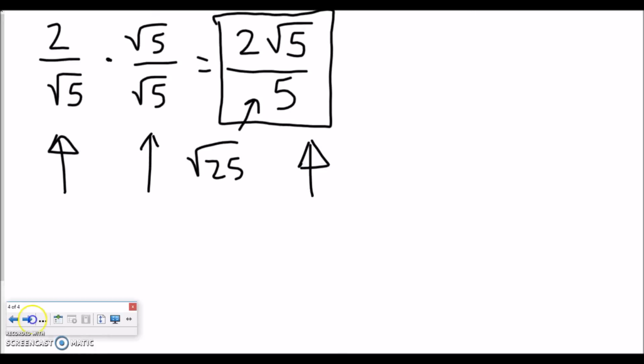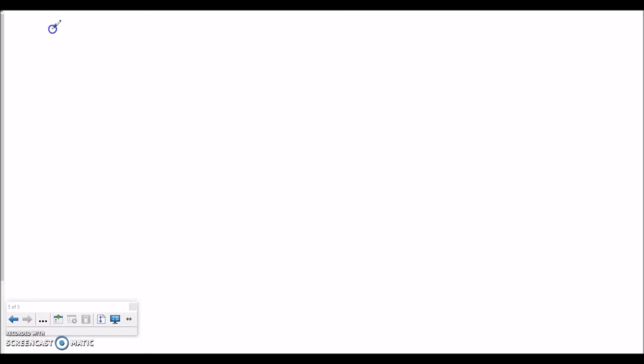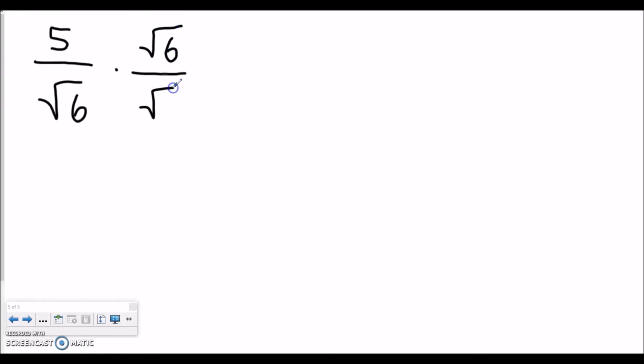Let's try another one. What if we had 5 over the square root of 6? Again, we cannot have square roots in the denominator, so we're going to multiply it by a fraction that needs to be equivalent to 1. Well, if you said square root of 6 over square root of 6, you are correct. That gives me 5 square root of 6 in the numerator and just a 6 in the denominator.